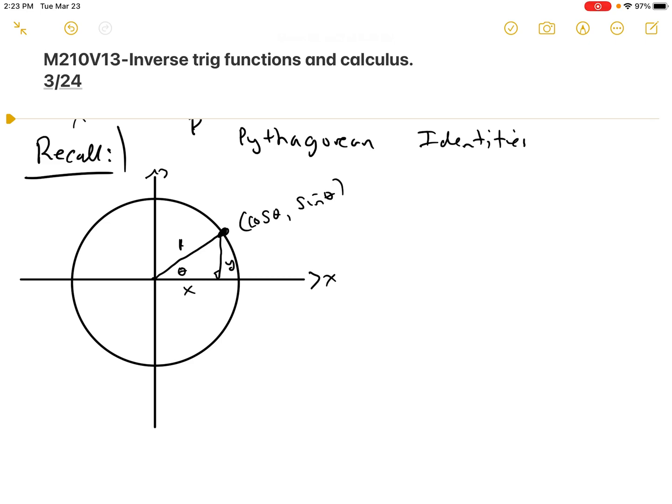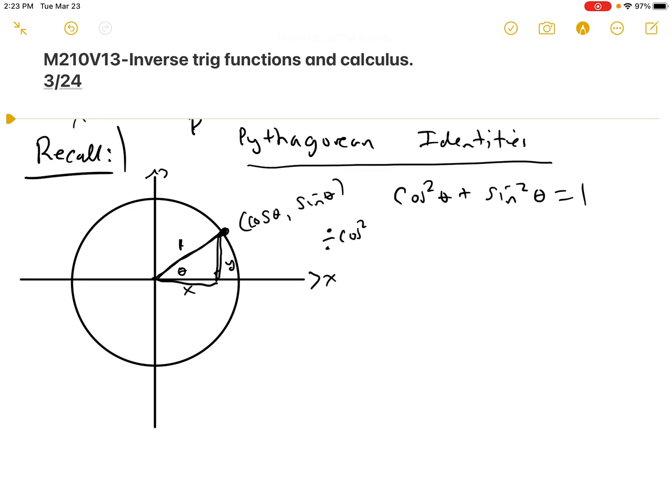So if you look at this, x squared plus y squared equals 1. So that says cosine squared theta plus sine squared theta equals 1. It's just this side squared plus this side squared equals 1. So there's the first Pythagorean identity. And the other two you get from doing a little bit of division. If you divide through this equation by cosine squared, you get 1 plus tangent squared of theta equals secant squared theta. And that's the second identity.